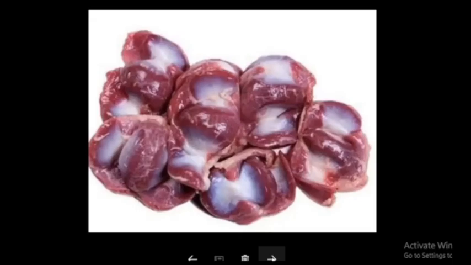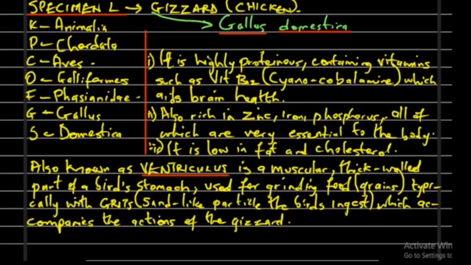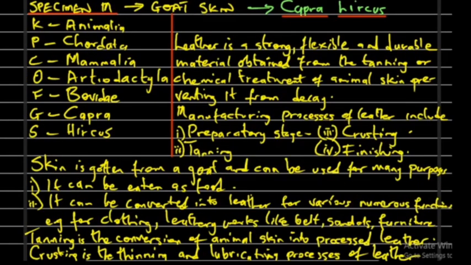Here's another picture of it, the whole gizzard before it is cut open to get this. And this is what you can see inside. These are the things that we refer to as grits. You can see these tiny stones, they are called grits. So they are the things that help to mill the contents of the gizzard. And then we move over to the next specimen, which is our specimen M, goat skin. Goat skin is our specimen M, and the classification there, we have the kingdom to be Animalia, the phylum is Chordata, the class is Mammalia, the order is the Artiodactyla.